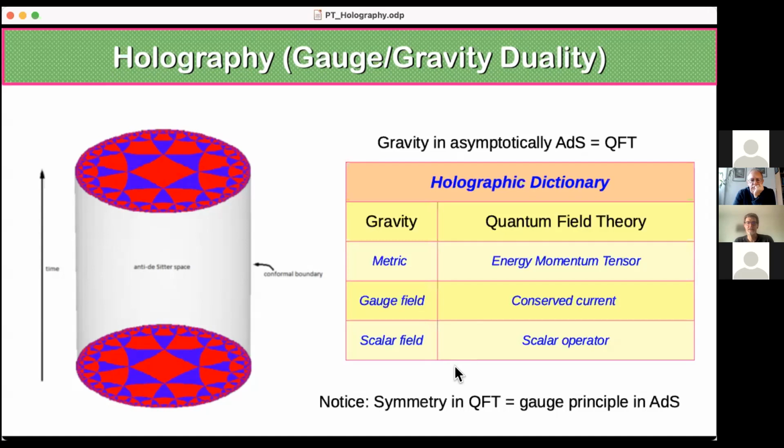It's important to notice here that a symmetry in a quantum field theory, like for example translational symmetry in Minkowski quantum field theory, translates actually into a gauge principle in anti-de Sitter space. Or if you have a U(1) symmetry in your quantum field theory, that translates to having a gauge field like a Maxwell field in anti-de Sitter space in one higher dimension.